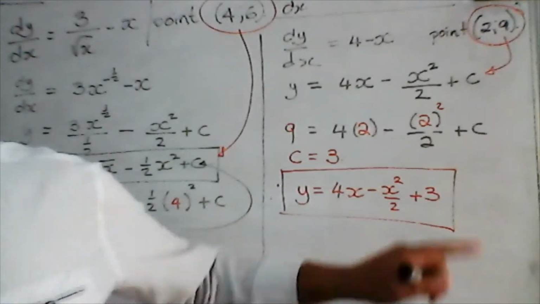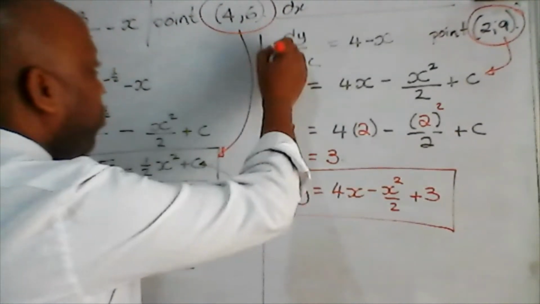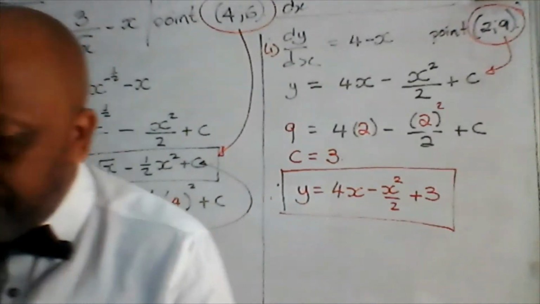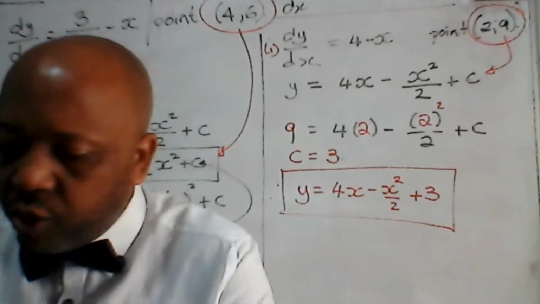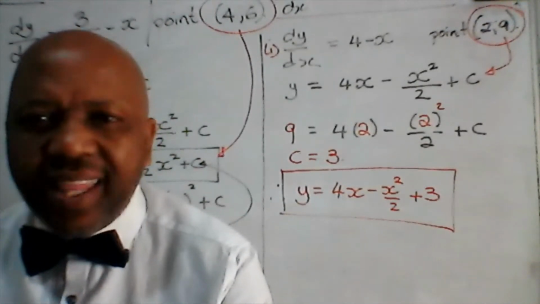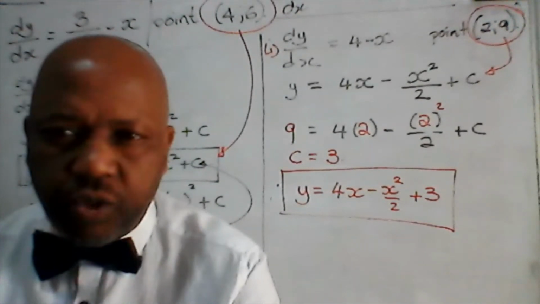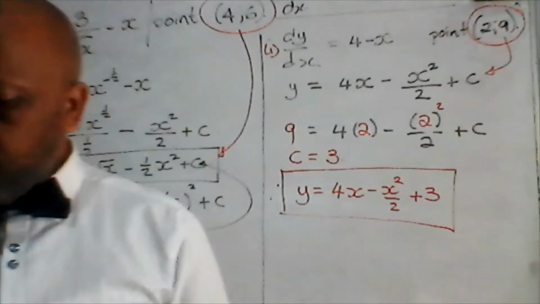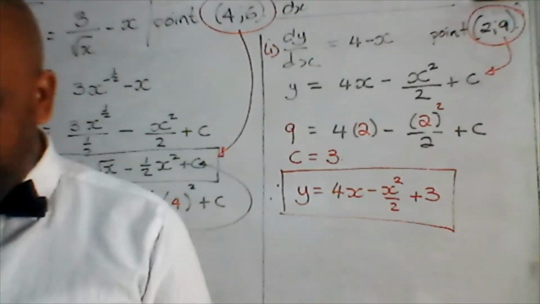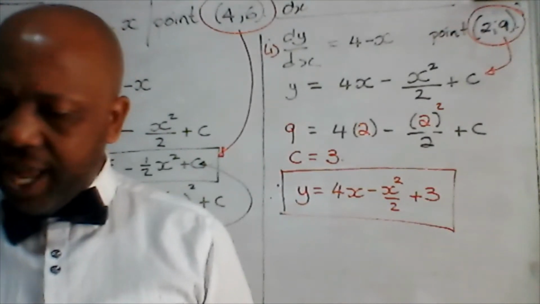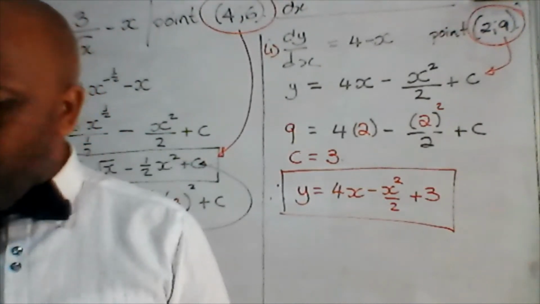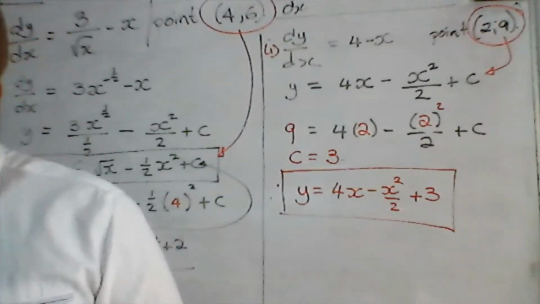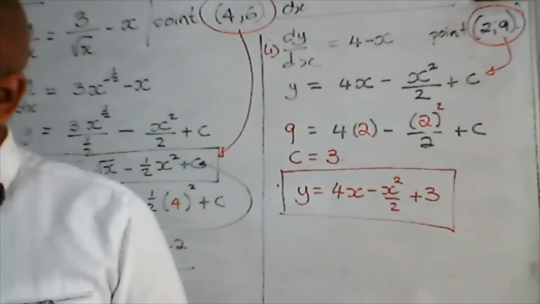In the first part, they said find the equation of the curve, which is what we were doing here. That was number one. The second part, they said find the equation of the normal to the curve at P. Right. Find the equation of the normal to the curve at P. Now, what is a normal? That's what you're asking yourself right now. What is a normal?